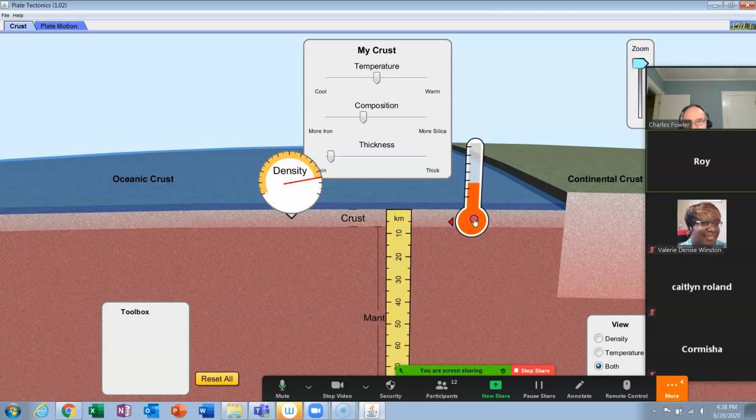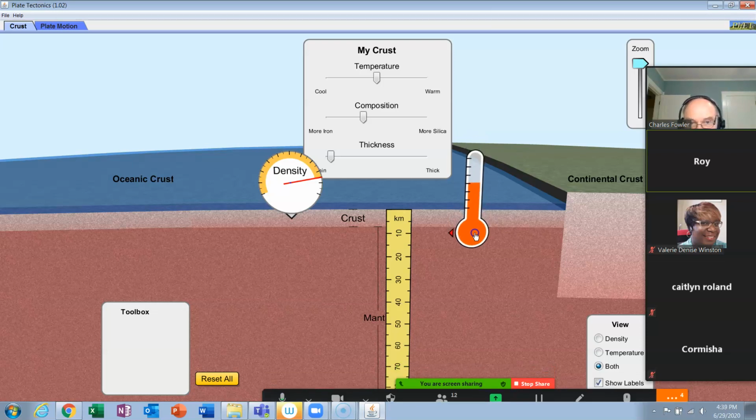Okay. So let's drop this down to the upper part of the mantle and see what the temperature is here. Now, did it say do anything with the crust? Or are we leaving the crust alone now? Okay, now look at, yeah.